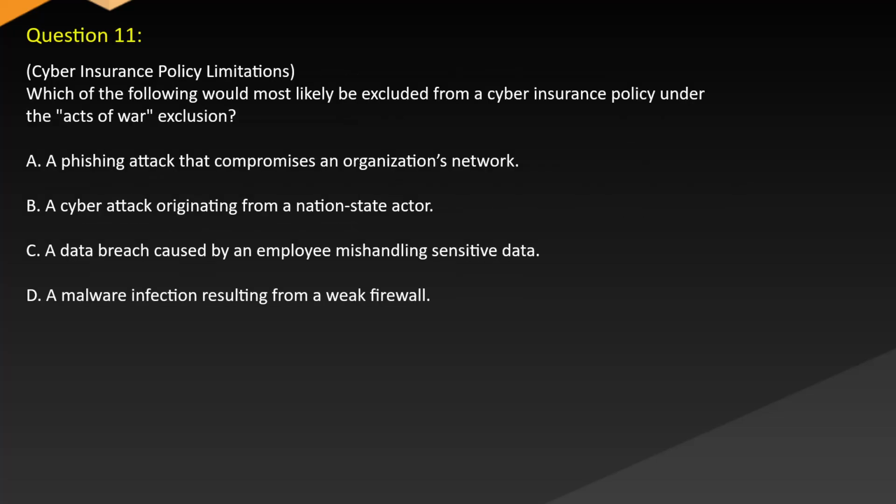Question 11. Cyber insurance policy limitations. Which of the following would most likely be excluded from a cyber insurance policy under the Act of War exclusion? A. A phishing attack that compromises an organization's network. B. A cyber attack originating from a nation-state actor. C. A data breach caused by an employee mishandling sensitive data. D. A malware infection resulting from a weak firewall.